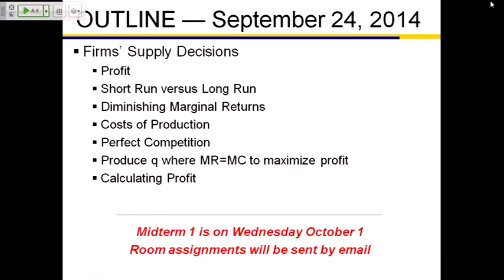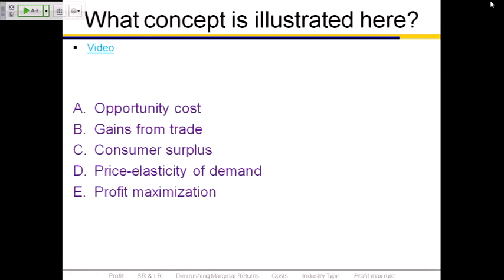We're going to start with a clicker question, but let me see if I can get this video going. All right, the clicker question is based on the video, and then you get to choose which of these concepts is illustrated in the video. I've never actually done a video successfully, so we're going to see how this works.